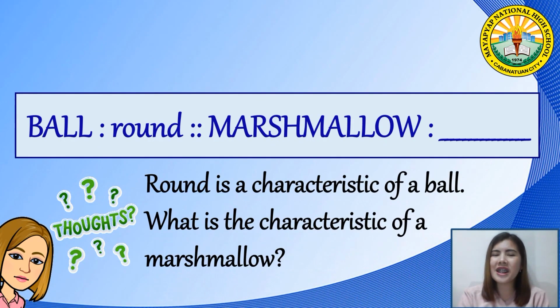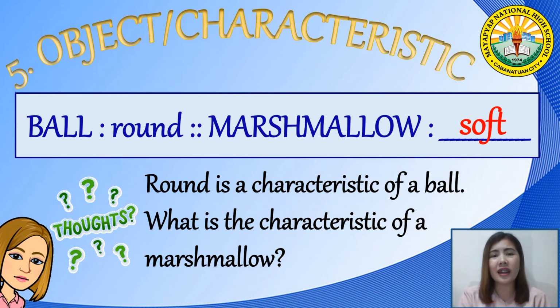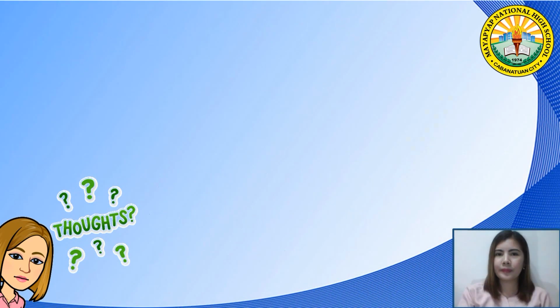Round is a characteristic of a ball. What is the characteristic of a marshmallow? Yes, marshmallow is soft. So the analogy goes like this. Ball is to round as marshmallow is to soft. This is a relationship between an object and its characteristic.